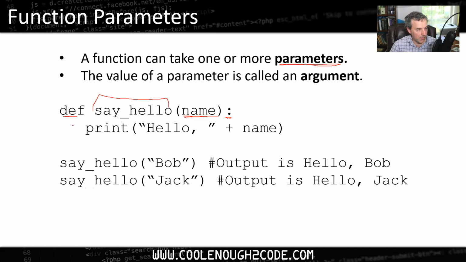Once I'm inside of my function, inside my code block, I can use that parameter right inside my code block right there. The name of my parameter is name. The value of that parameter at the time it is called is an argument. So a parameter is the actual name of whatever the function is receiving, and the argument is the value of that parameter once it's called.